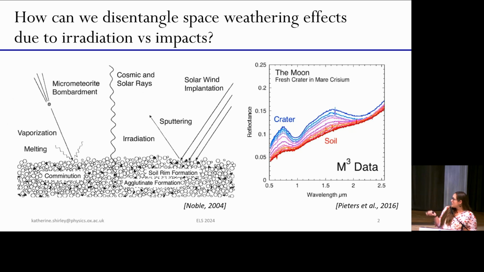So we see a lot of these effects optically in the soils. We also see them spectroscopically. So over here, I'm showing a plot of MCube data from Peters et al. 2016. Basically, you can see that in the spectra, as you get to more weathered materials, you have a decrease in your overall reflectance, you get a stronger slope, and your features become more subtle.